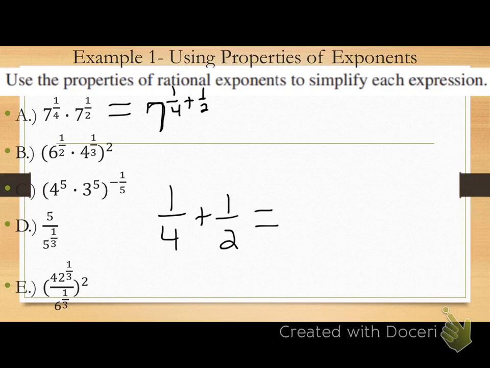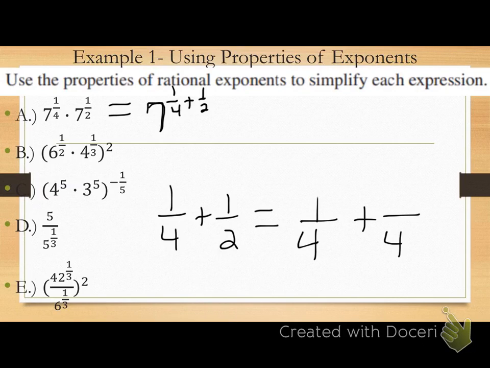You guys said we needed the same denominator, right? You are correct. You need a common denominator when adding or subtracting fractions. What would be a good common denominator here? 4. Luckily, this one's already 4 in the denominator, so it's just still 1/4.